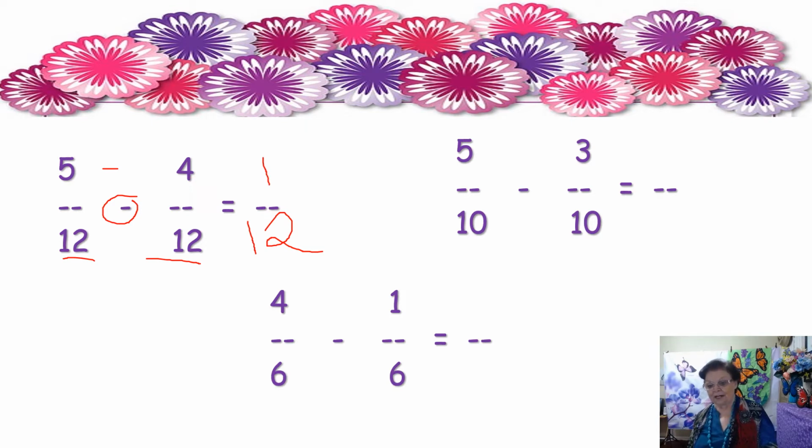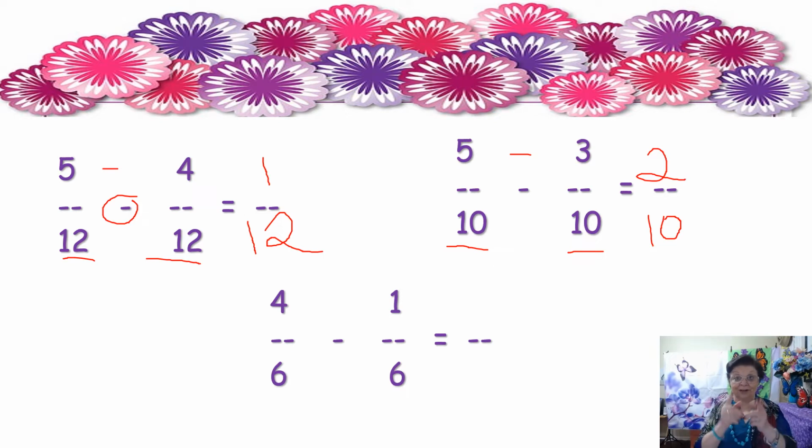What's the denominator going to be in this problem? That's right, a 10. And now we're going to subtract the numerators. 5 minus 3 is 2. Boom, done. Your answer.